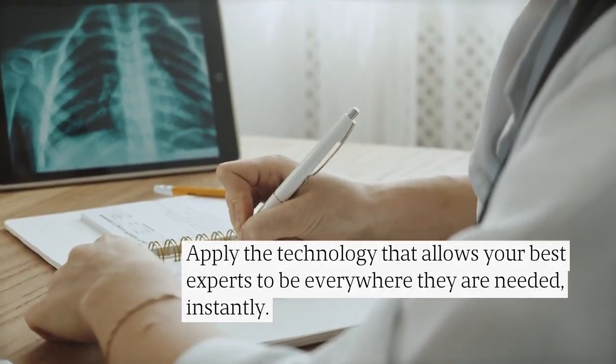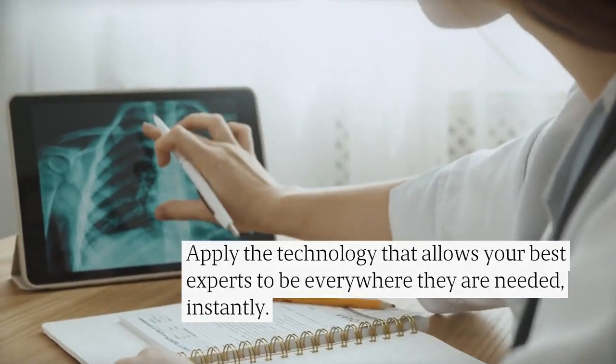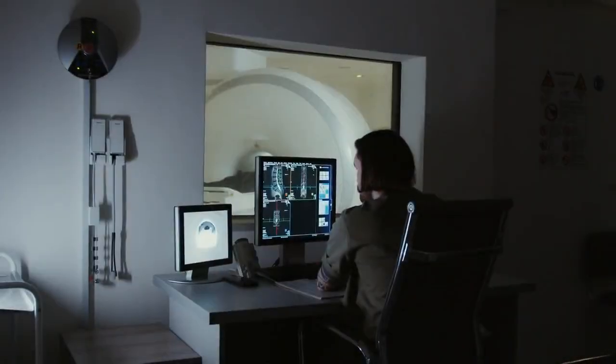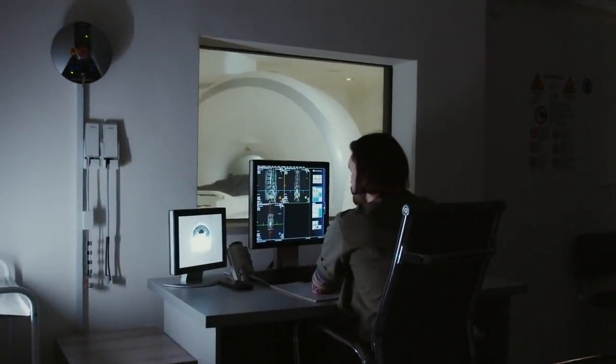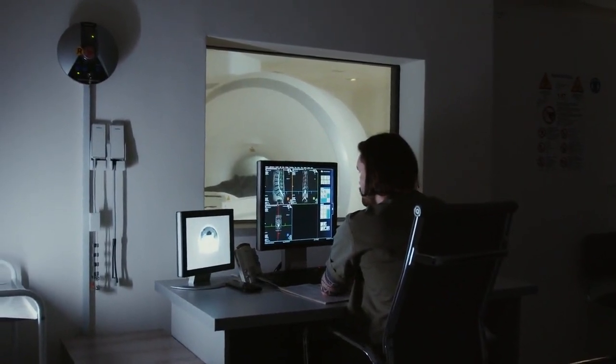Do not let geography or staffing shortages limit the level of care you provide. Apply the technology that allows your best experts to be everywhere they are needed, instantly. Learn more about implementing a CMS-compliant remote supervision program at your facility.